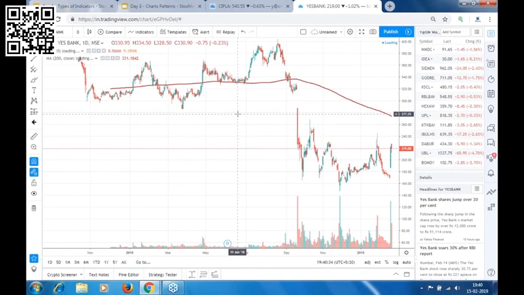See here, the 50 moving average crossed the 200 moving average, and we can see a rally in the stock. And here we saw a pullback in the prices, a double top was formed, then again the 50 moving average crossed the 200 moving average, and you can see a rally in the stock. And see, this 50 moving average also acts as your support.